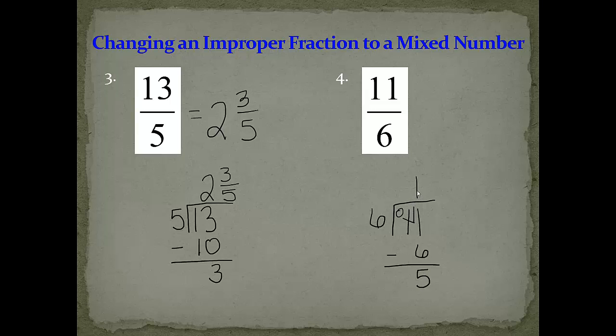The 1 we have is our whole number. The 5 that we have left is our numerator. And our denominator is the number that we divided by, which is 6. Remember, that's the same denominator that was in our problem. So 11/6 equals 1 5/6.